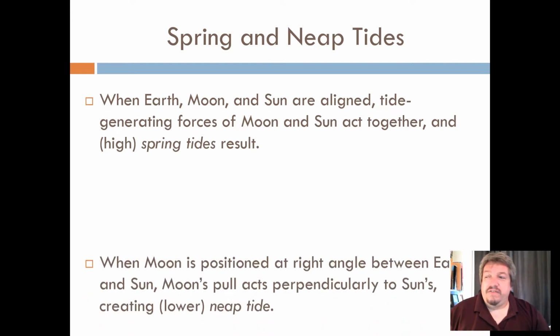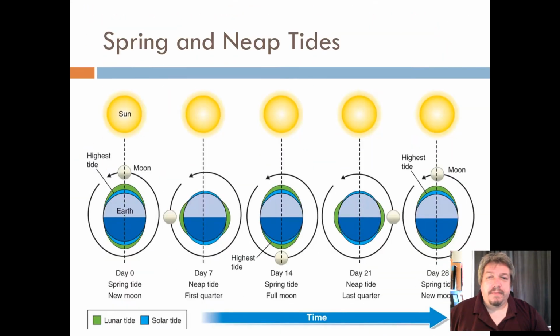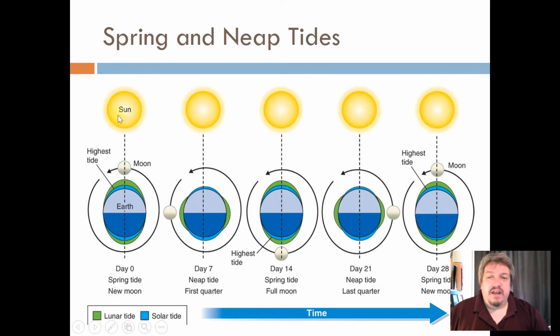Okay? Now conversely, if the moon and the sun are at right angles, they kind of contradict each other, and they produce the lowest tides. And those are called neap tides. So here's what it looks like. If the sun and the moon are on the same side of the earth, they're in line, their gravity is strongest here, so this is the highest tide. So any area that experiences a tide right here would have their spring tides.